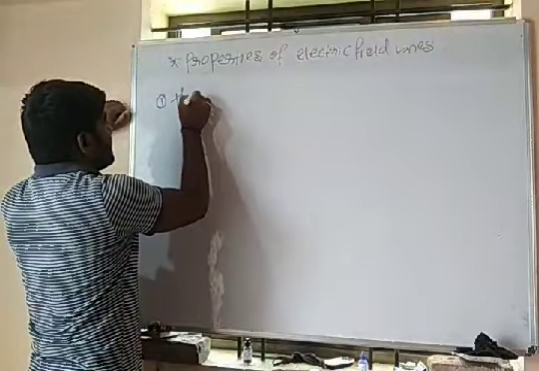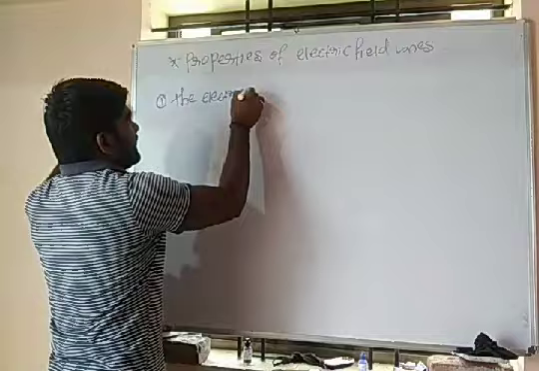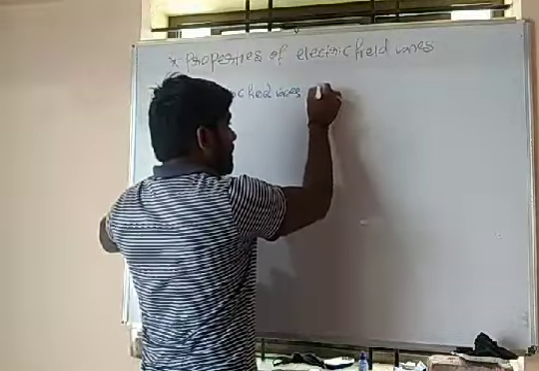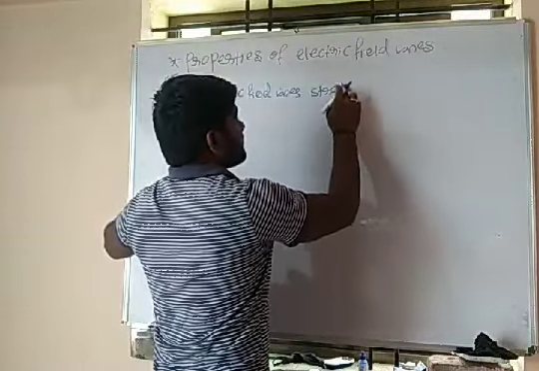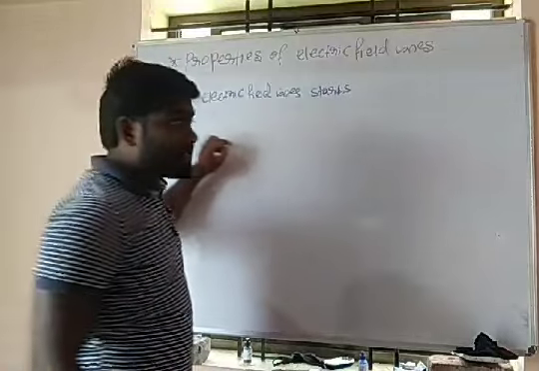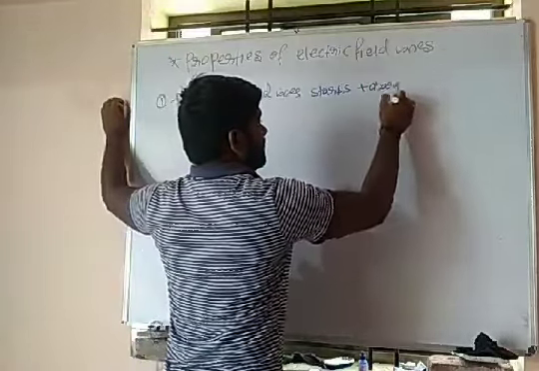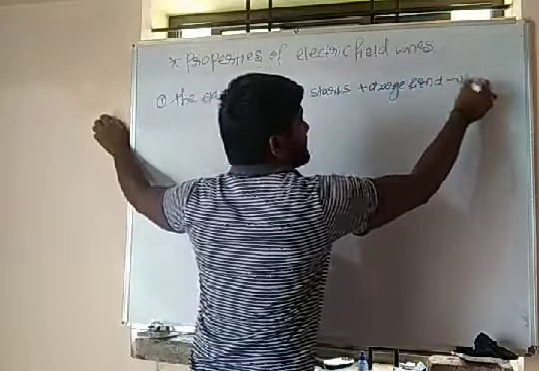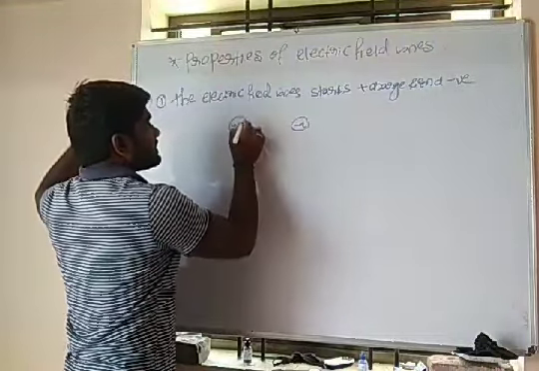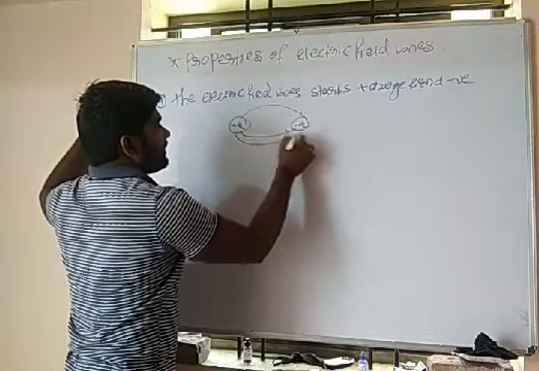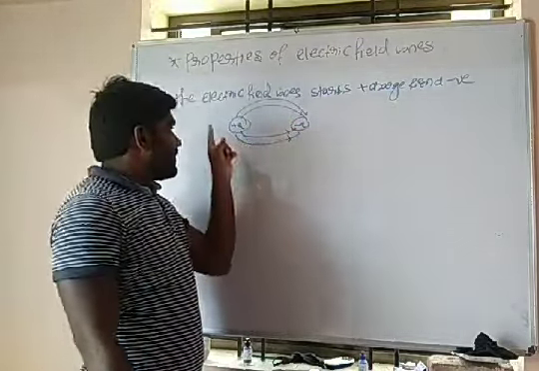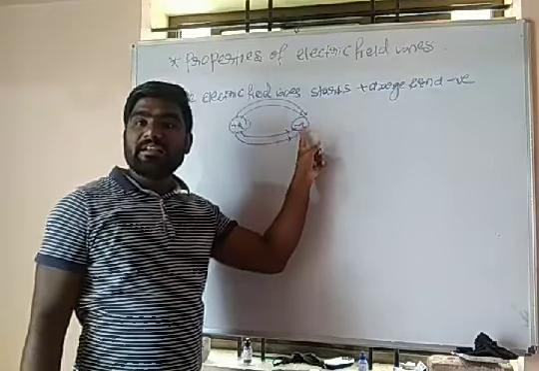The electric field lines start from a positive charge and end on a negative charge. For example, see here, if this is a positive charge and here is your negative charge, the lines start from the positive point and end at the negative charge. First, the electric field lines always start from a positive charge and end on a negative charge.